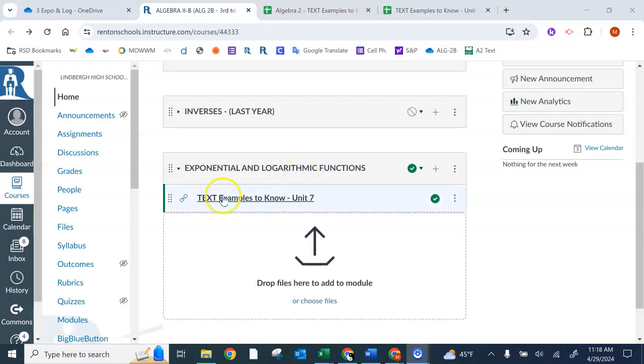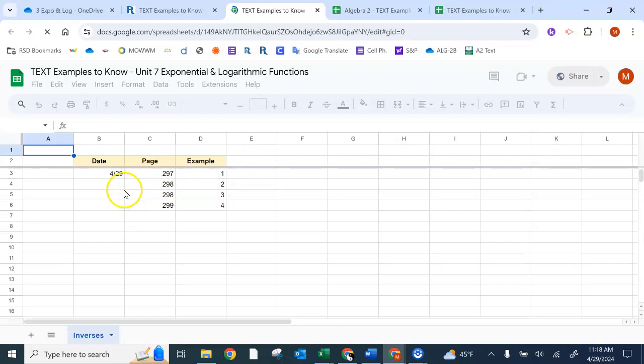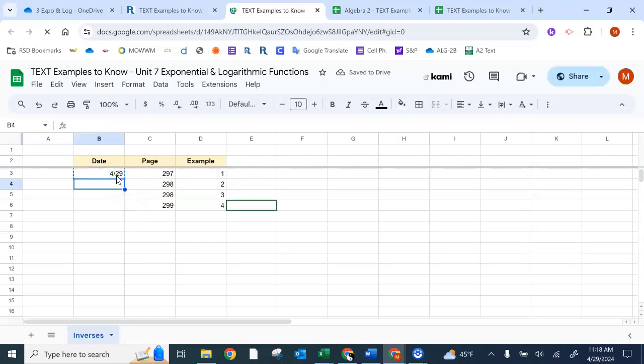So the first thing is, as usual, I'm going to go ahead and put test examples to know, Unit 7. And the examples we're going to go over today and that are good to know are right here. Those are the page numbers, so I would recommend getting a book or using the online version of the text. But I'll go ahead and go over the key things.